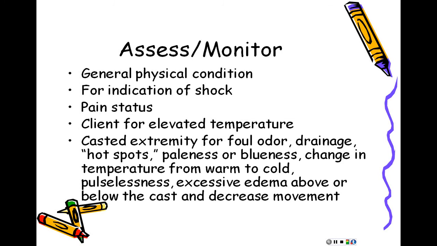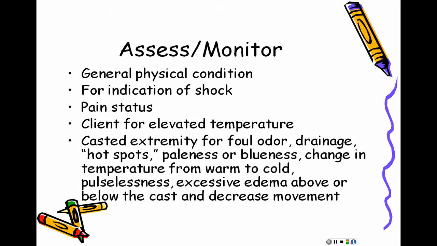We also want to make sure that we're doing an assessment of the extremity that's associated with that casted area. If I have an arm cast, I want to make sure that I'm assessing the skin above and below that cast. I'm looking at the fingers. If the fingers are pale or blue, then that cast may be too tight and it may have to be loosened. I'm also noting any change in temperature from warm to cold. Again, that means that the person isn't getting adequate blood flow to that area. We're also assessing for pulselessness. All of these again mean that that cast may be too tight and the patient isn't getting adequate blood flow.